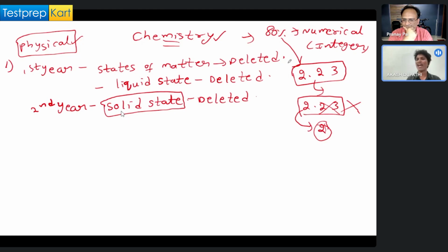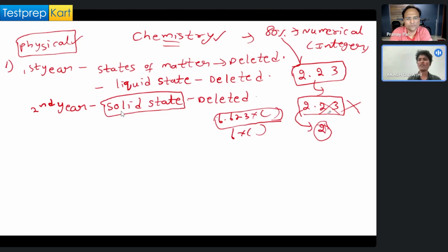Yes, sir. And they have to use the values given in the question only. Suppose there is a value, you can think of the Avogadro number, say 6.023 something. They cannot use 6 into something. If they have given 0.623, you have to use this only.